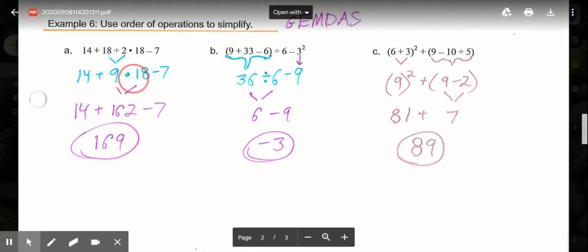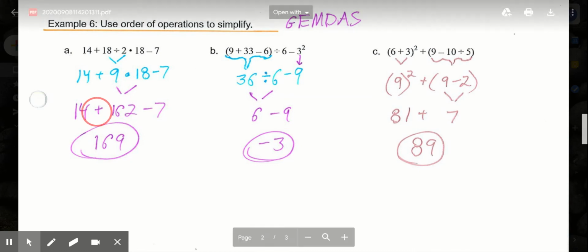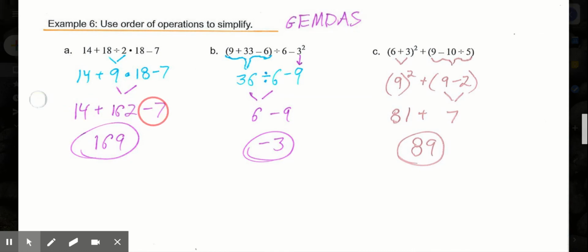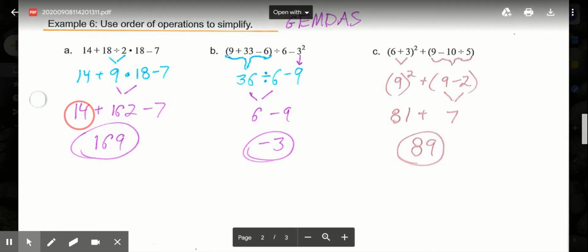Now I need to take care of my multiplication. So 9 times 18 is 162. So then we have 14 plus 162 minus 7. Work that left to right. 14 plus 162 minus 7 gives us 169.